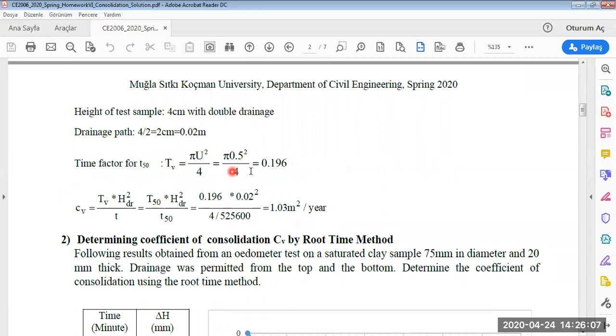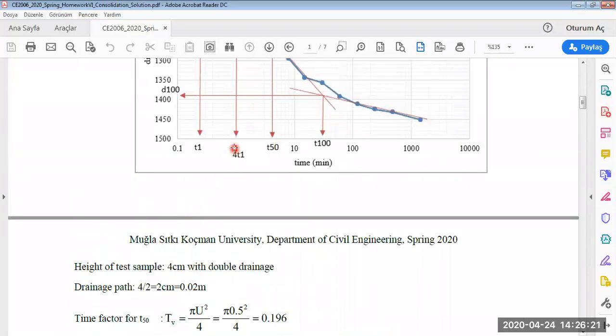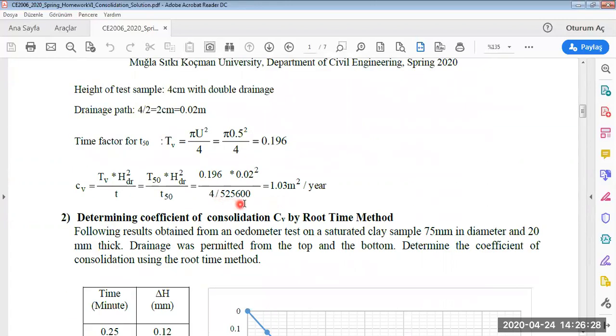From here, we calculate the time factor and the coefficient of consolidation by using these time factors and the time read from here. As you see, this is 1, 2, 3, 4. T50 is 4 minutes. We should convert it into years. This is the conversion factor for 4 minutes. Here is the coefficient of consolidation.